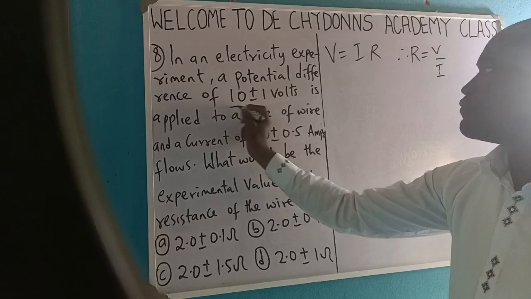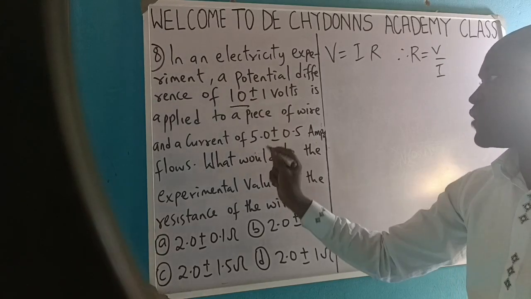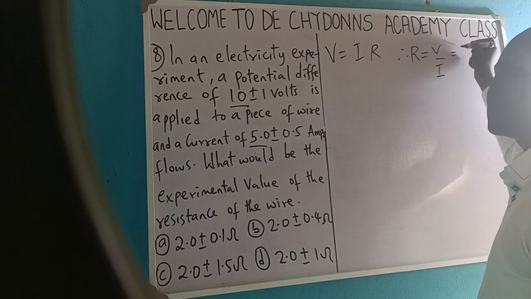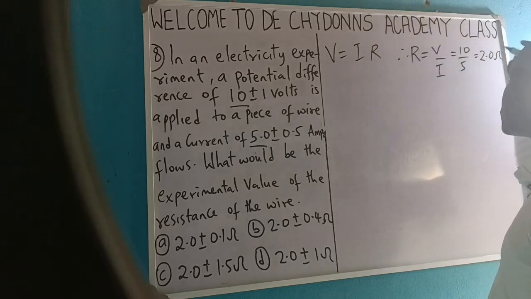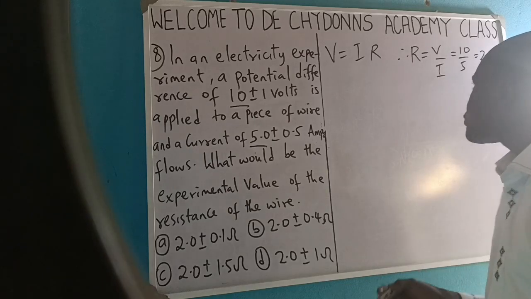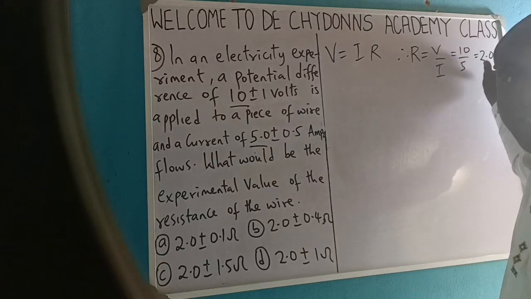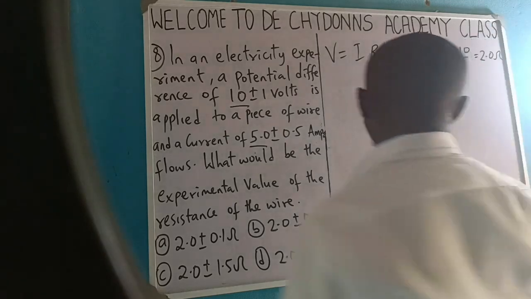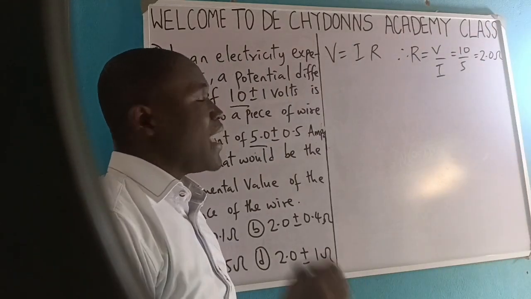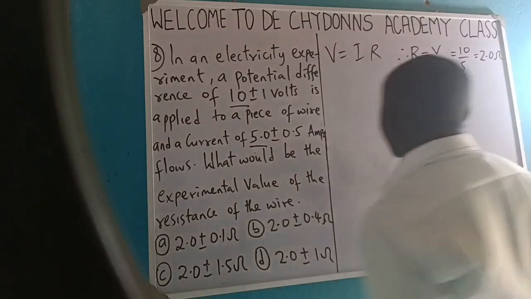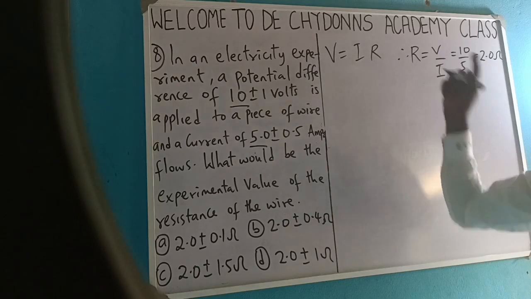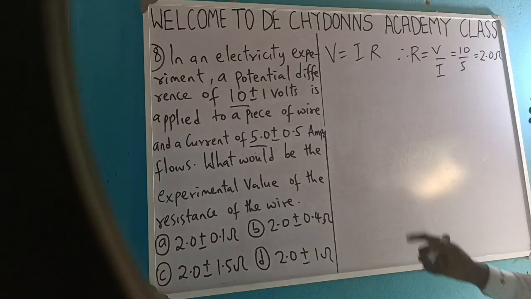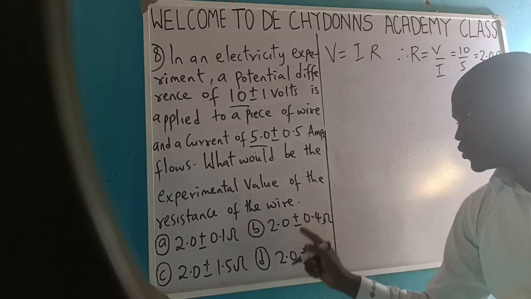What is V? Look at the V given to you, the potential difference, and look at the I. We'll be saying 10 over 5 equals 2.0 ohms. Can you see? Now, we have gotten the effective resistance of the resistors. Okay? We want to get the error. What is the value of the error encountered while getting this effective resistance of this resistor R?